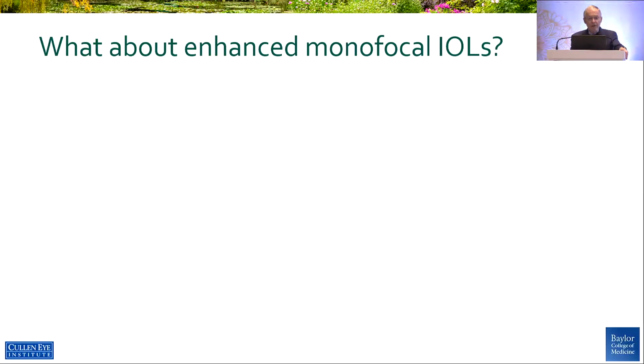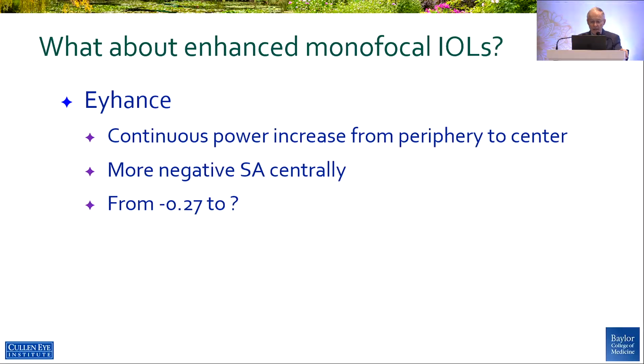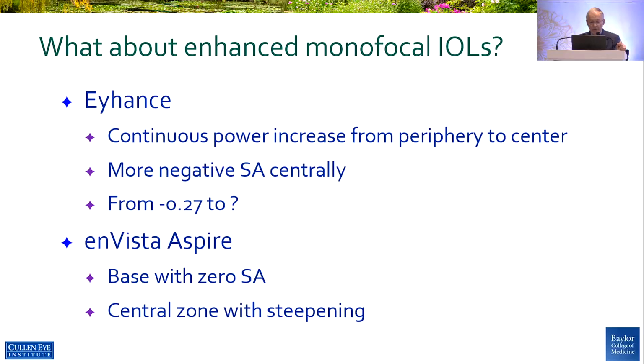What about enhanced monofocal IOLs, which I know you have here in India? We have a couple of them in the United States. We have the IHance, which has a continuous power increase primarily in the center with negative central spherical aberration. And then we also have the Invista Aspire from Bausch & Lomb that has a base lens with zero spherical aberration and then central zone steepening.